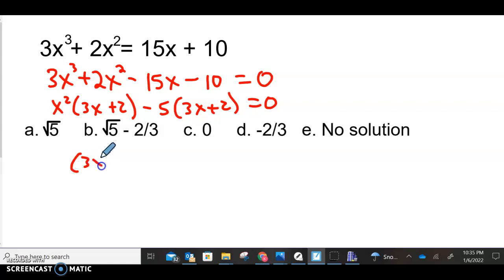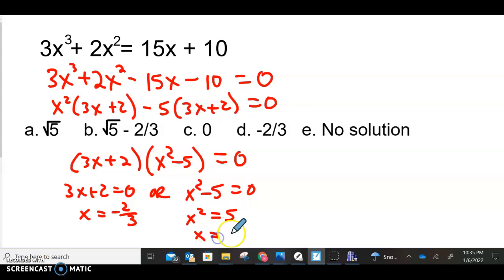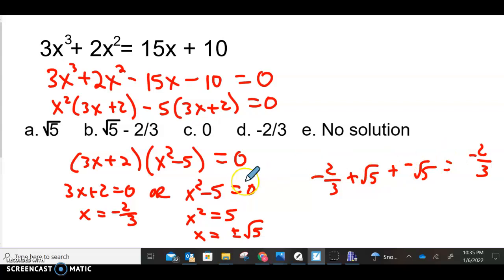There's a common term of 3x plus 2 that I can factor out. And then I'm left with x squared minus 5. So I get 3x plus 2 equals 0, or x squared minus 5 equals 0. This one reduces to x equals -2/3. This is x squared equals 5. So x equals plus or minus square root of 5. Adding them all together, -2/3 plus the square root of 5 plus negative the square root of 5 gives me -2/3 because these two add to 0. So that answer is D, -2/3.